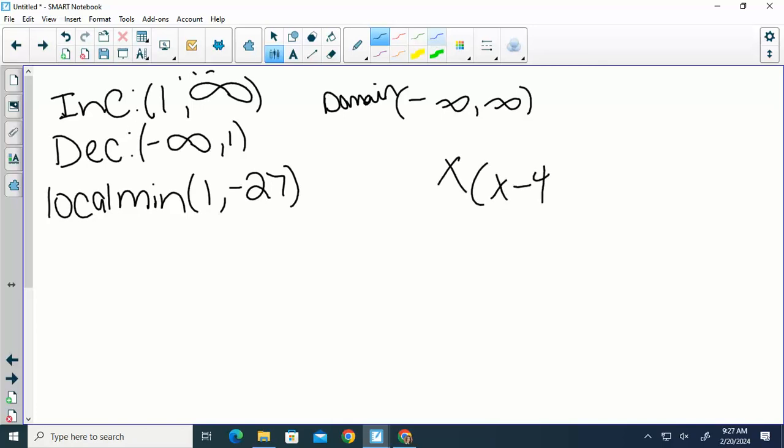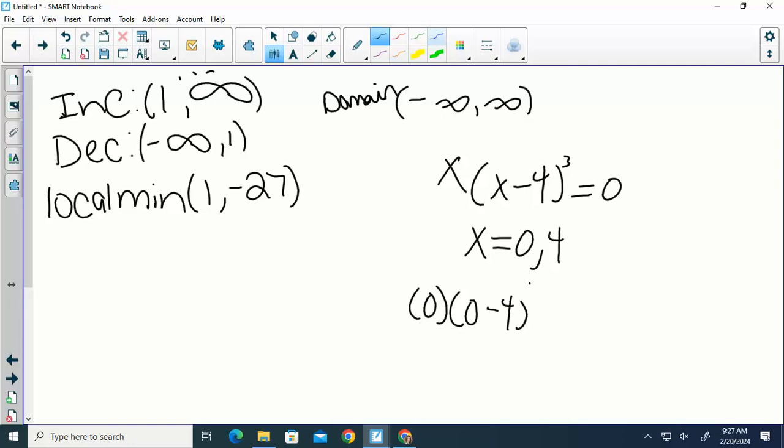So with our intercepts, for the x-intercept, we set the equation equal to 0, and we found it at x equals 0 and 4. And for our y-intercept, we made x 0. We found that the y-intercept is at 0.